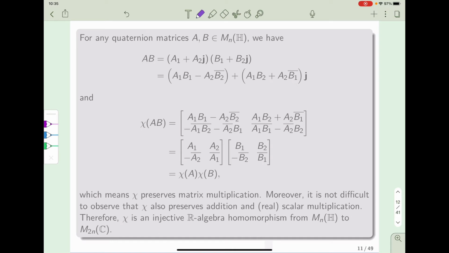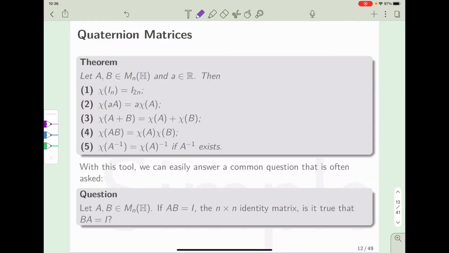Next, we can check that the injective map we just defined, chi, actually preserves matrix multiplication. And also, it's not difficult to observe that chi also preserves addition and scalar multiplication. Therefore, it is an algebra homomorphism. The following theorem is free if we think of it from the abstract perspective. It says the algebra homomorphism chi maps the identity to the identity, and it takes the inverse to the corresponding inverse.